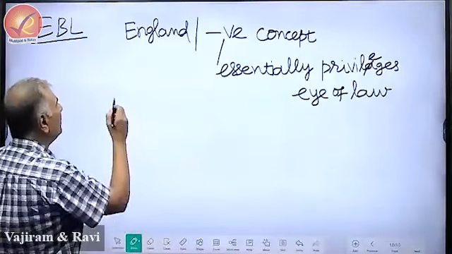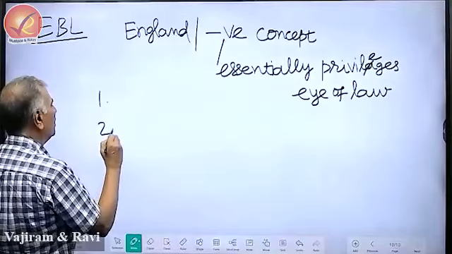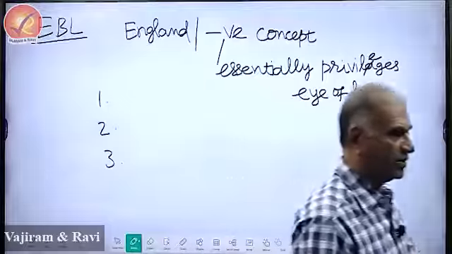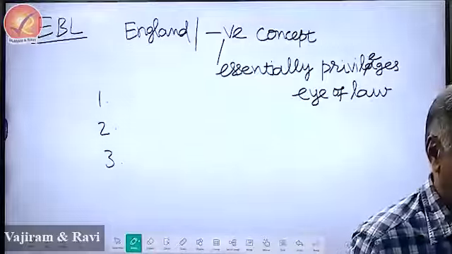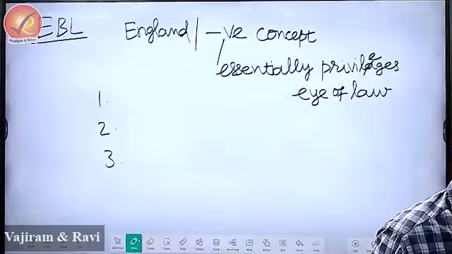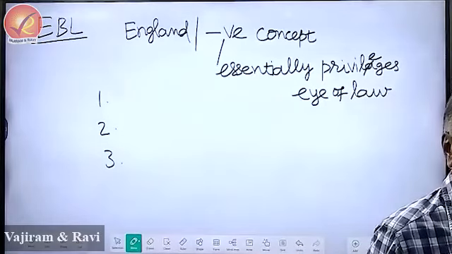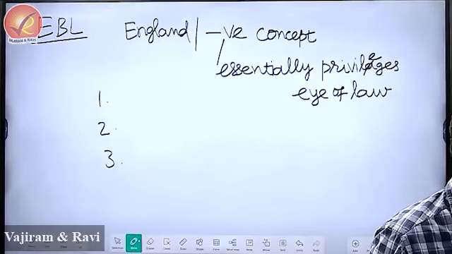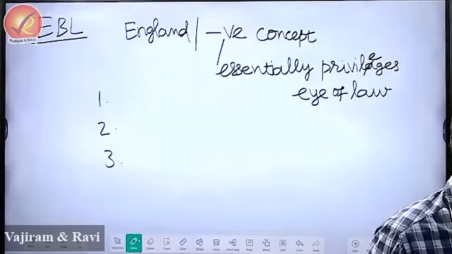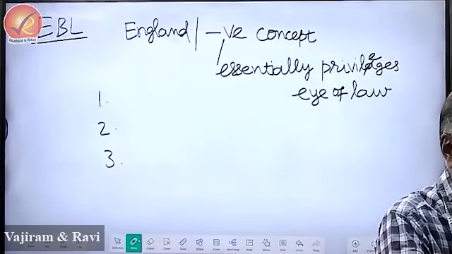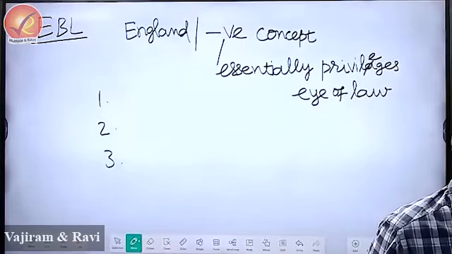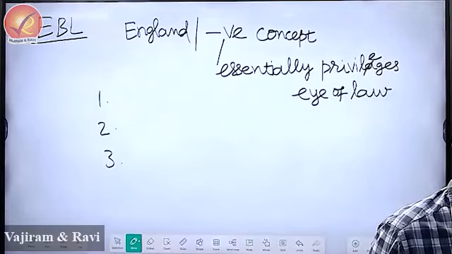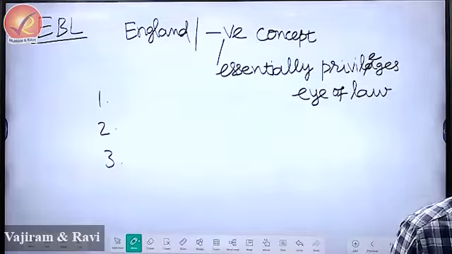And what are the other meanings of equality before law? Equality before law means three things. Take down. All persons are equal in the eye of law, and no person is above the law of the land.